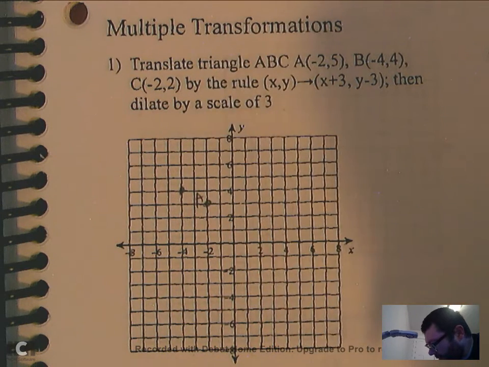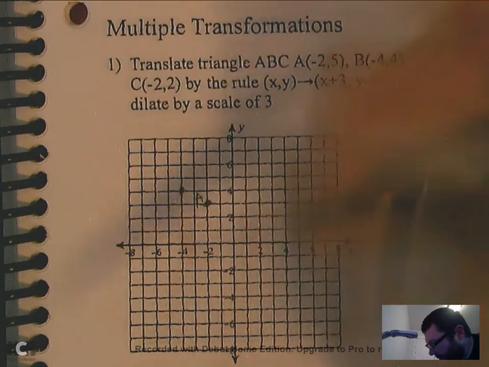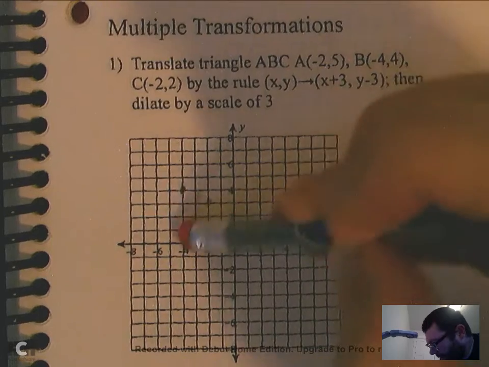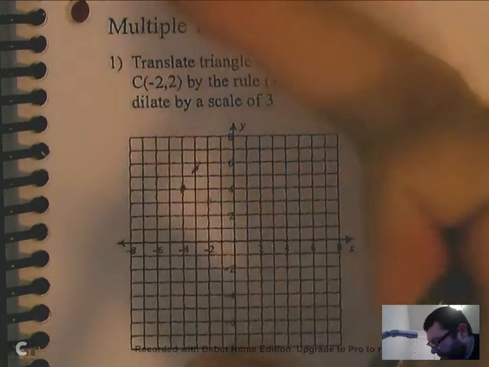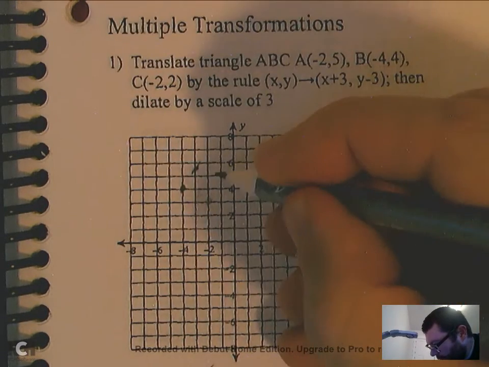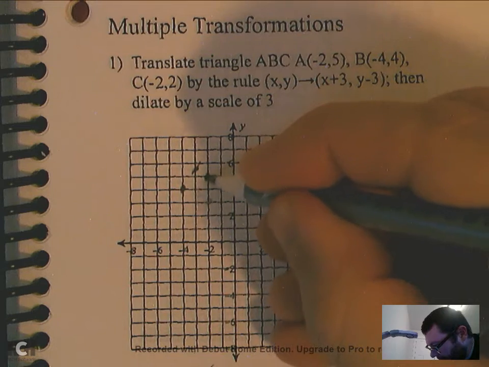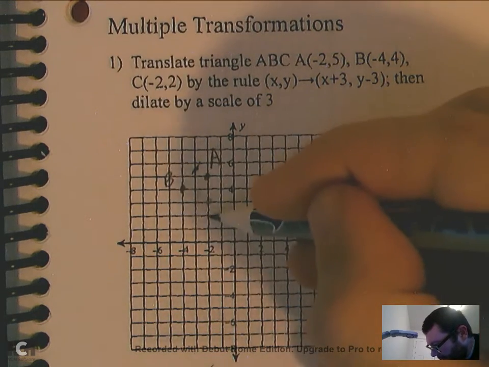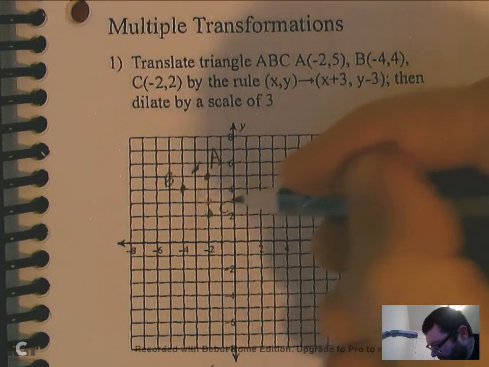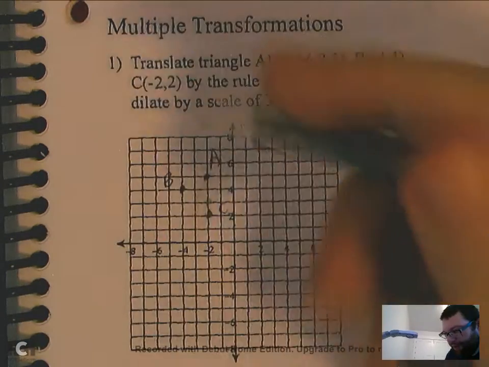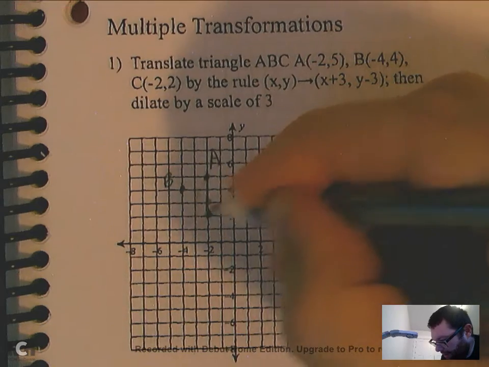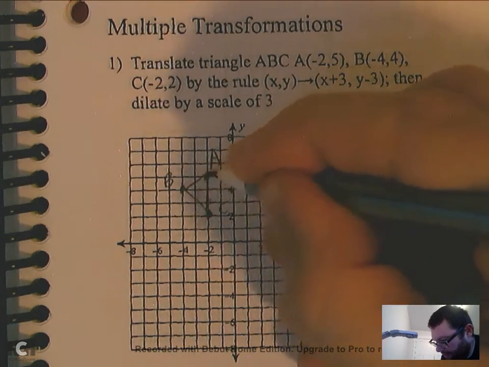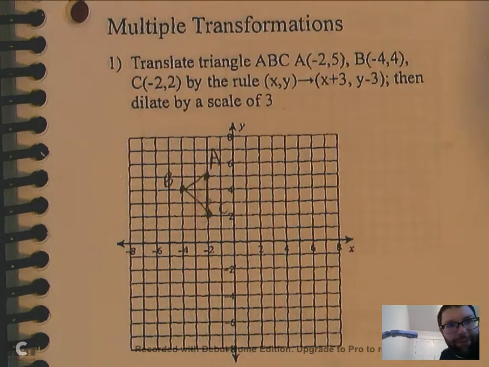Is that right? Am I reading that right? -2, 5. Oh, I did not go up to 5 for A. Sorry, -2, 5 is A. That's B. And -2, 2 is C. Okay, so there's my original triangle right there. I have not transformed it at all yet.